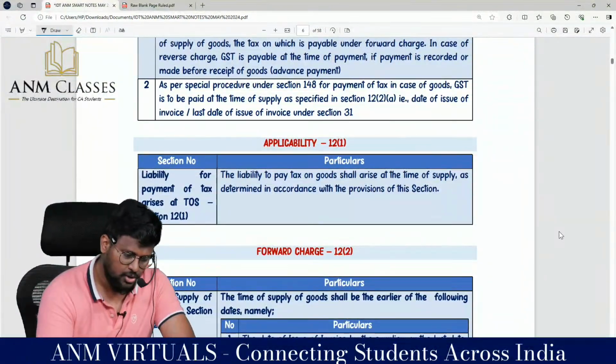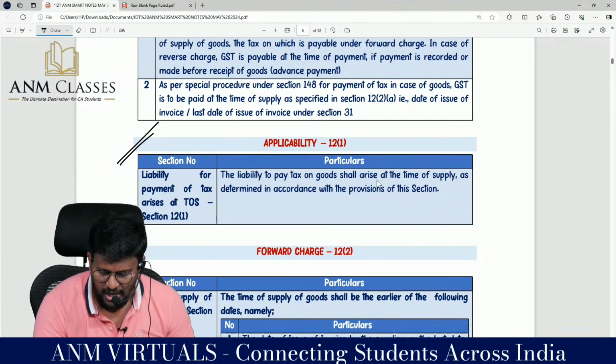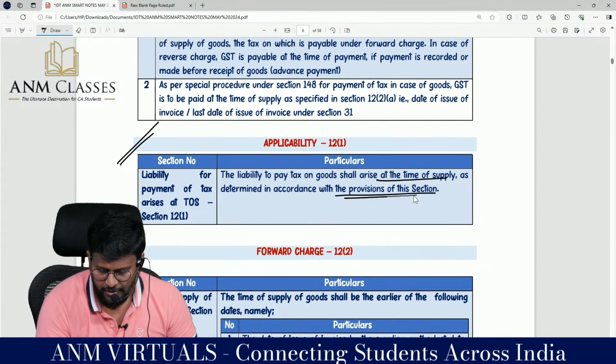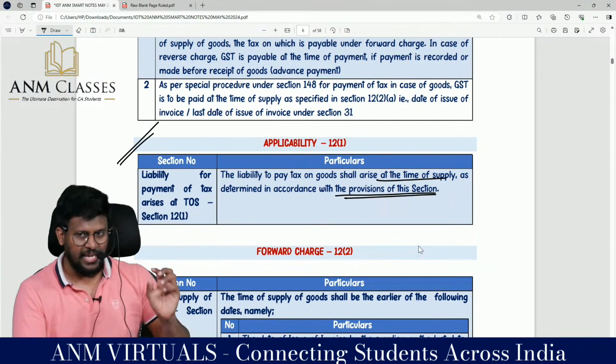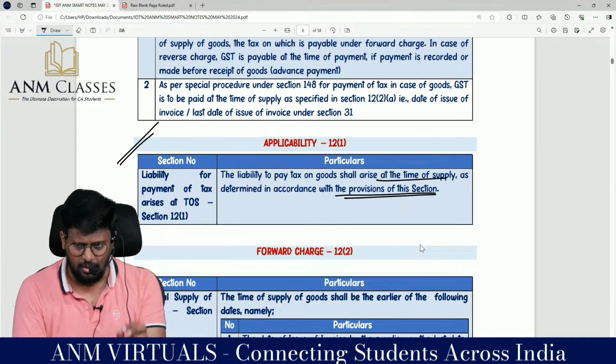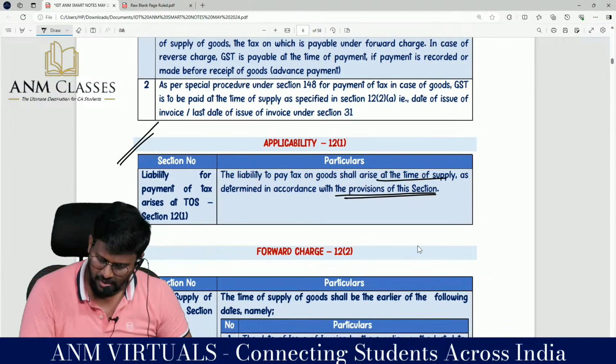Right? Yes, 12.1 applicability. The liability to pay tax on goods shall arise at the time of supply as determined in accordance with the provisions of that section. That means when I should pay tax is the time of supply, on what value I should pay tax is the value of supply, and which tax I should pay is the place of supply. Right? Yes, sir. Okay.